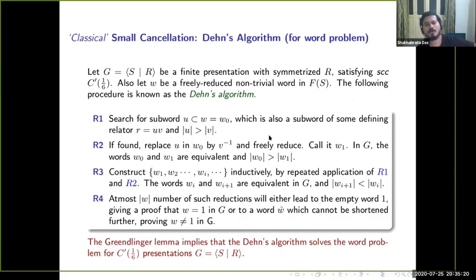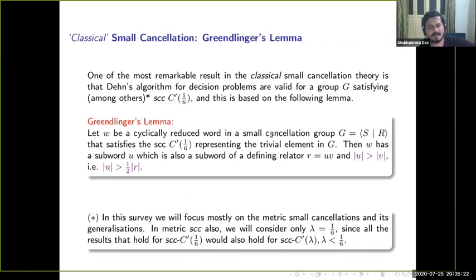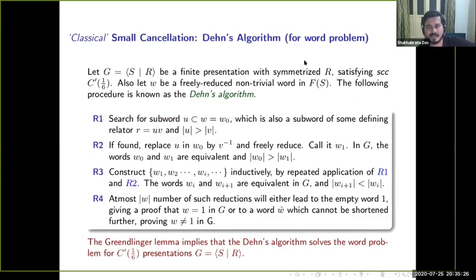So now, based on Greendlinger's lemma, what is Dehn's algorithm? This is the algorithm for the word problem, and the algorithm for the conjugacy problem would be a little different, but it will reduce to this one.